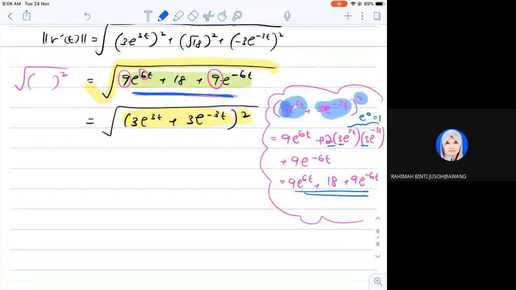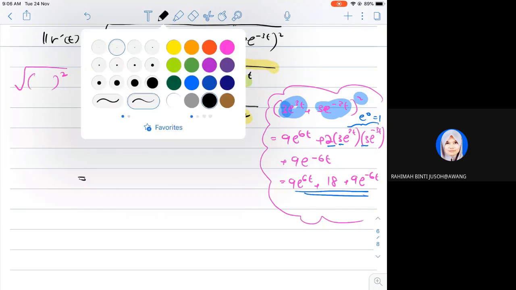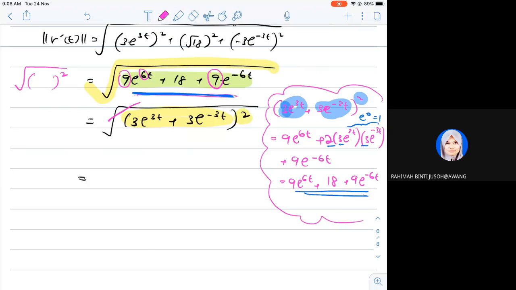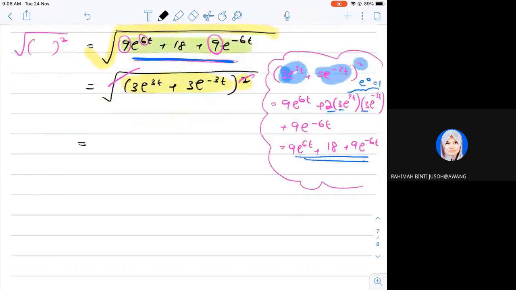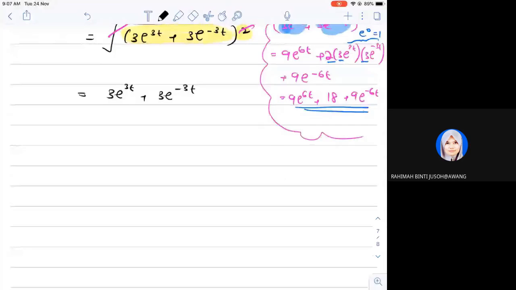Now let us proceed with our solution. The square root sign now can be cancelled easily with the square sign. So you boleh cancel terus ni, square root sign dengan square ni. Bila dah cancel, the terms should be easier for us to integrate. So we will have 3 exponent 3t plus 3 exponent negative 3t. Baru senang nak integrate.